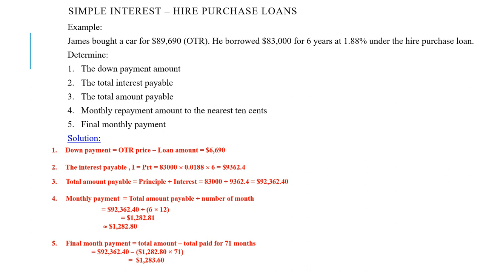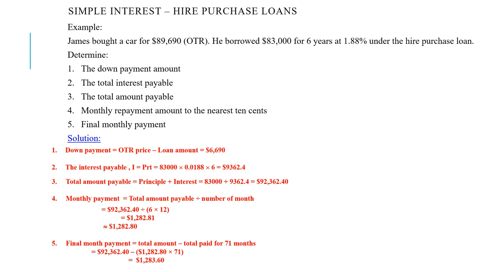Total amount payable, in other words, is the future value. What is your future value? How much do you pay back? Your principal plus interest. So what is my principal? 83,000. What is my interest? 9362.4. You add it up, that is the total amount payable.